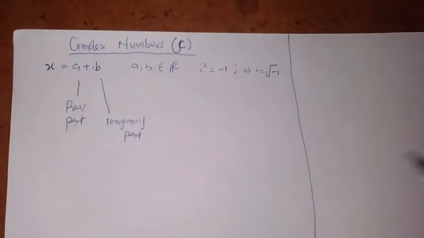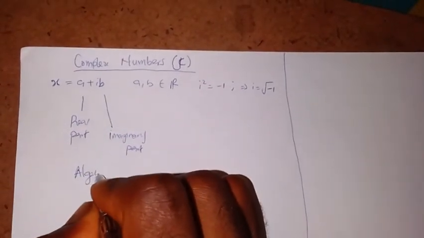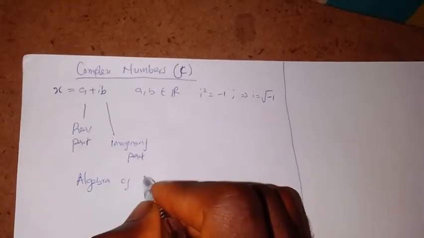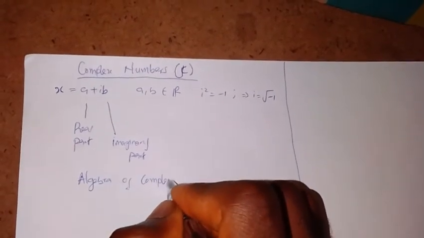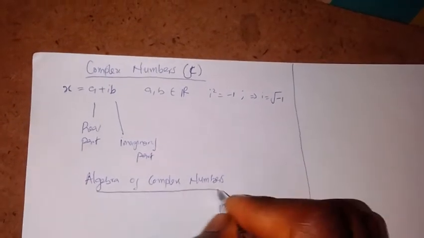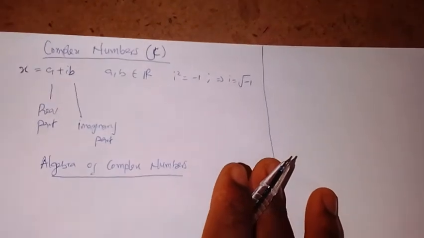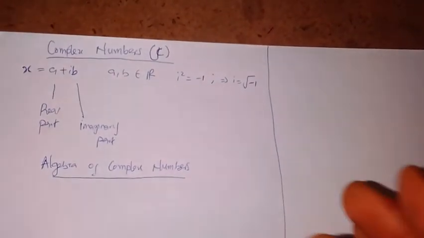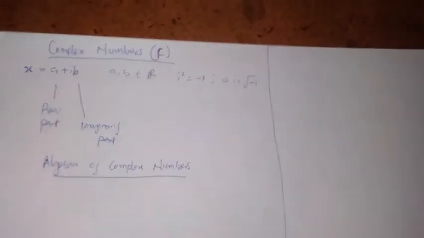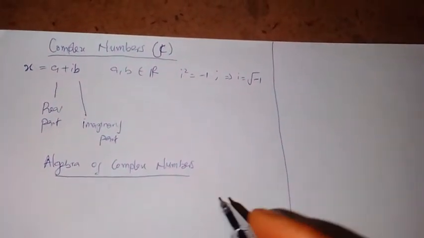Now, under this, what do we look at? I'm now going to look at the algebra of complex numbers. Before complex numbers, we have other numbers under it. It means complex numbers is like the universal set of real numbers, natural numbers, integers, rational numbers, and the likes.